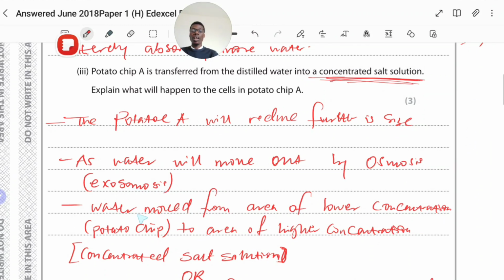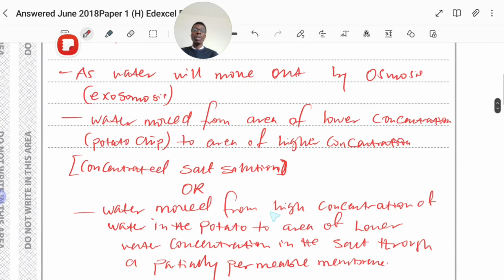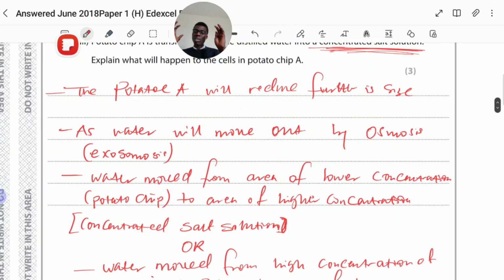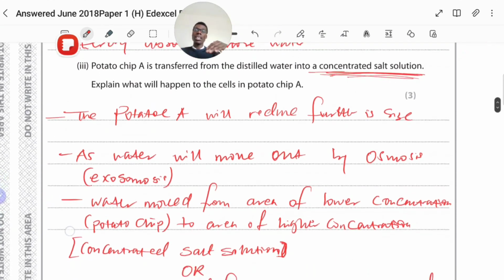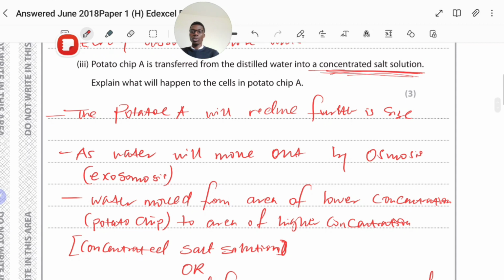that's called exosmosis. Whenever water goes out of a cell, water moved from area of lower concentration, which is inside the potato chip, to area of high concentration, which is around, the salt solution. Or you can say water moved from area of high concentration of water in the potato. If you want to say high concentration, you must say of water, to area of low concentration of water, which is outside, so to say. The answers I've given you are model answers. If you write this in an exam with a similar question, of course applied very well, you would get full marks, sincerely. The points written here are even sometimes more than what is required, and I did that on purpose.